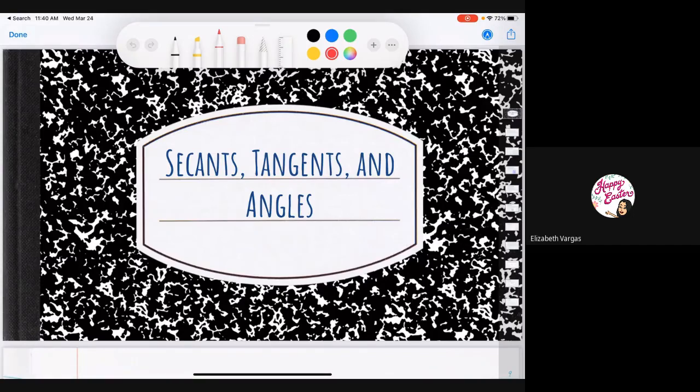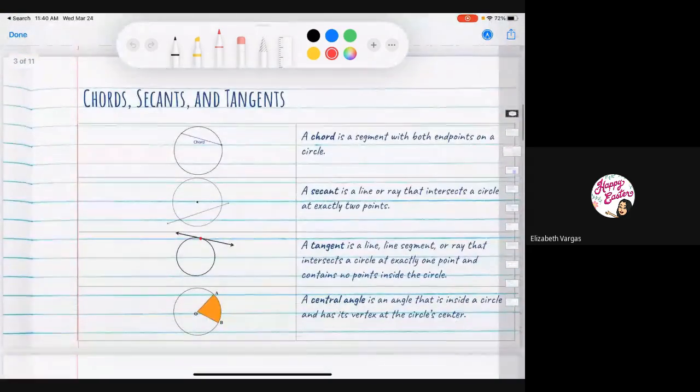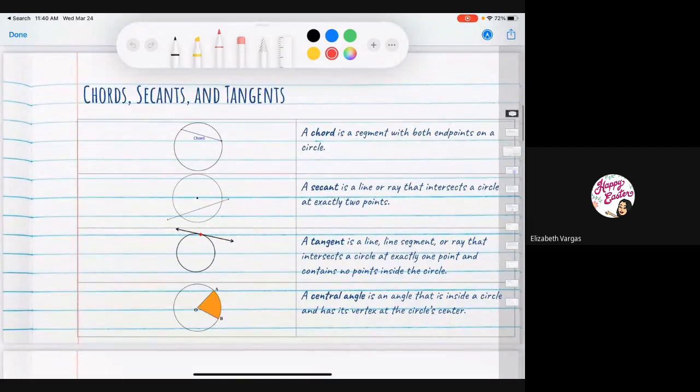Okay, there we go. So secants, tangents, and angles. Today we're going to review some of the words we've already seen before, like arc and chord. We're going to get into secants, and we've seen tangents before. So here is just a quick overview of what these terms mean.